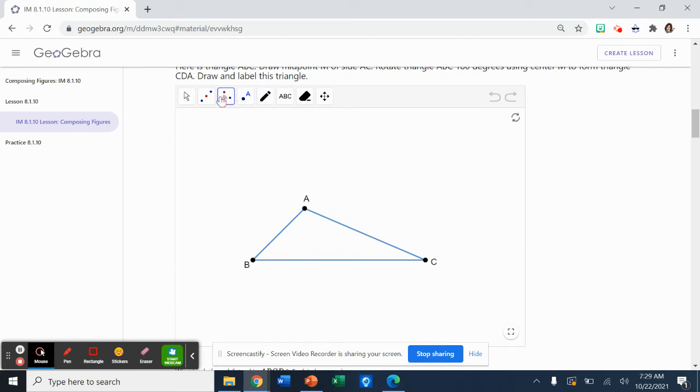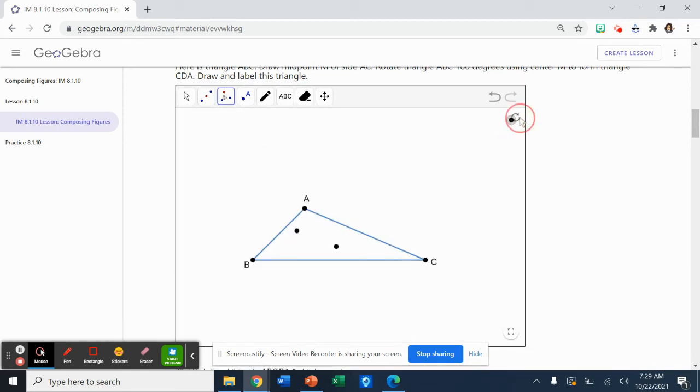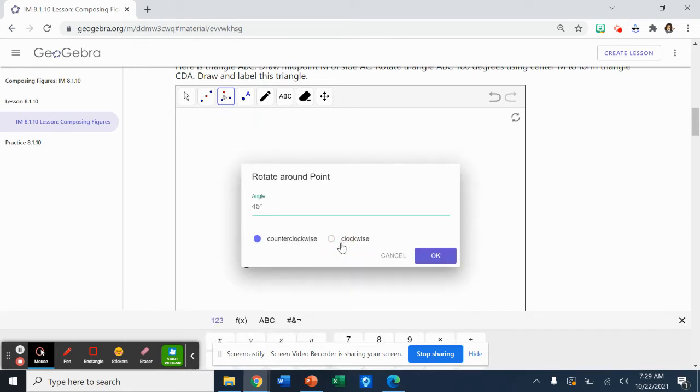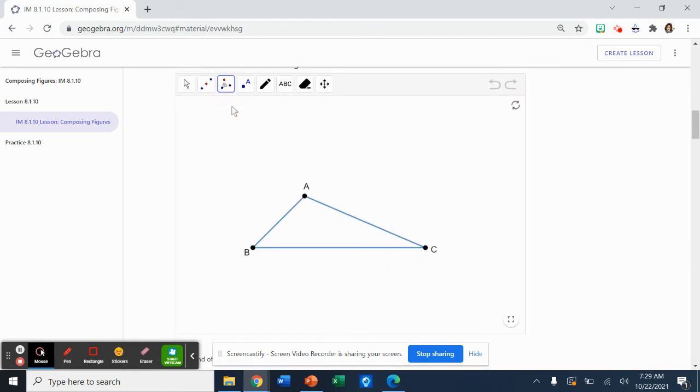So I'm going to refresh and try one more time. Select the object to rotate, and for some reason it's making me put a point down. Maybe we need to put the point first. Let's try one more time. Select the object to rotate. I'm going to make a midpoint of AC and then select the point of rotation. And it is not working for me on the rotation tool.